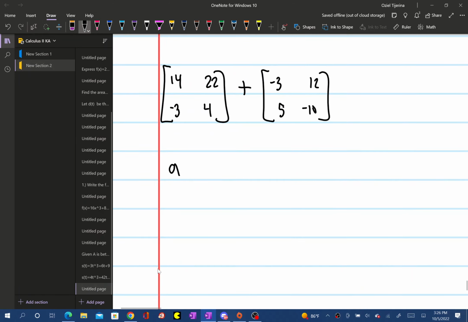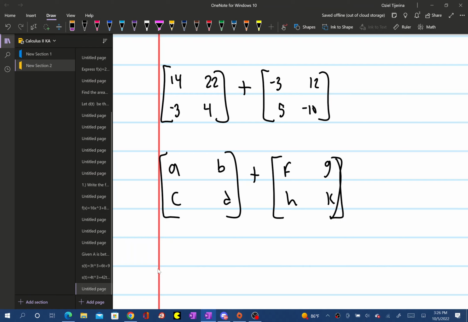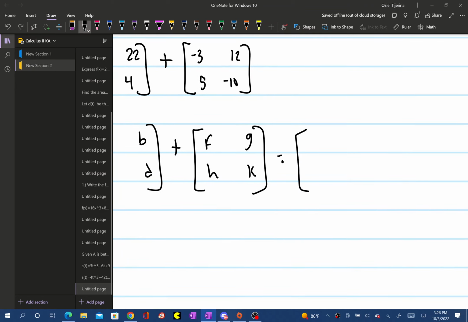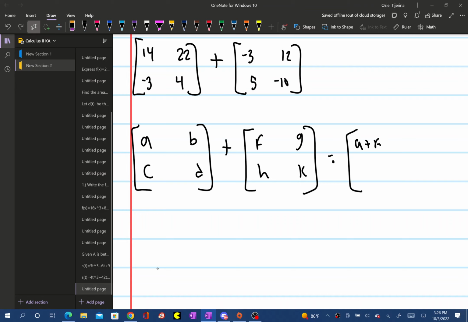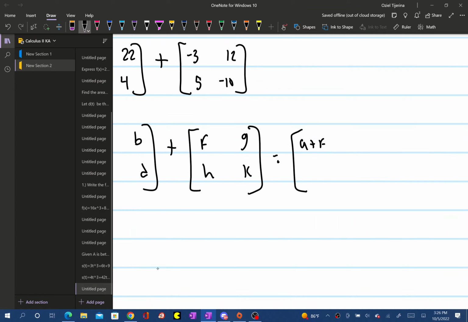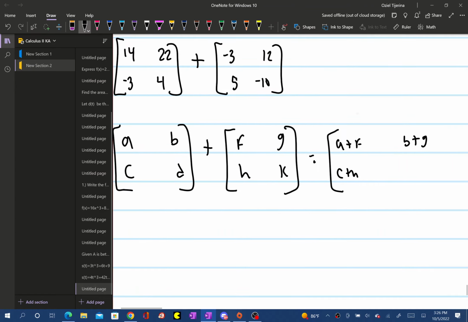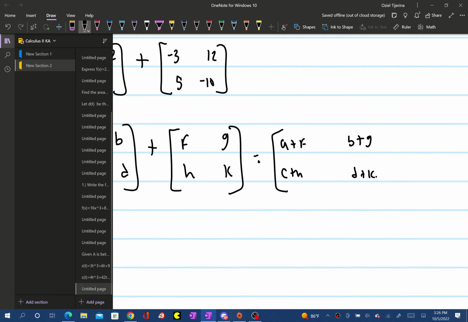If you have A here, B here, C here, D here, plus, I don't know, F here, G here, H here, K here, right? If you have something like that, then your matrix is going to be the following. It's going to be A plus F, B plus G, C plus H, and D plus K, like this.